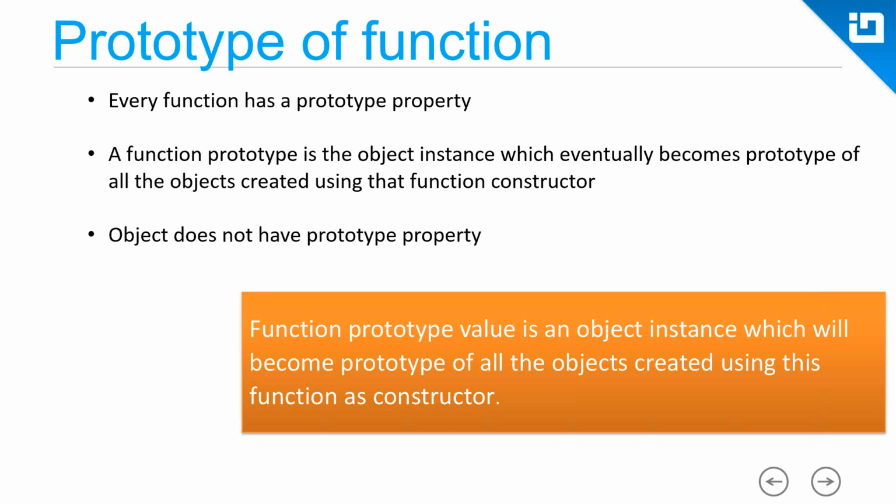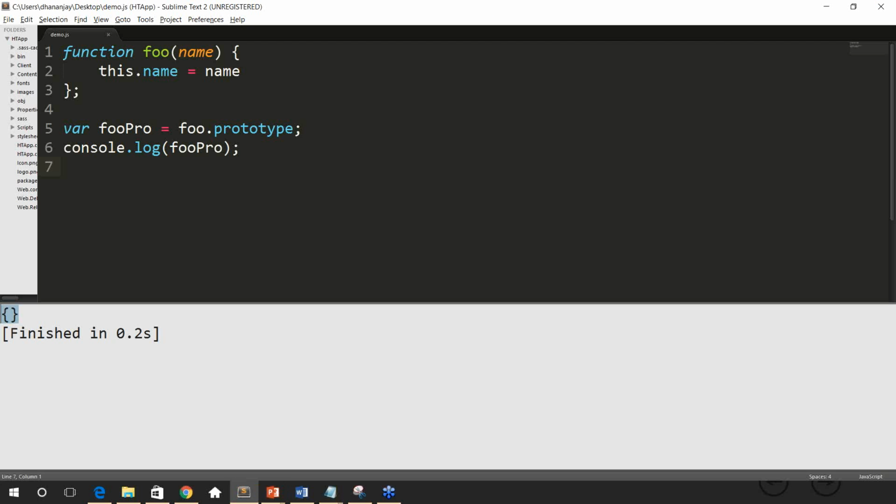Keep that in mind. In the previous step, we created objects using object literals that don't have a prototype property, whereas functions have a prototype property. The function's prototype value is an object instance which will become the prototype of all the objects created using this function as a constructor. Let me give you a demo on that, and then I'll come back to this slide again. Here I'm assigning foo.prototype to fooPro, and I'm getting an empty object. Whenever you create a function, a prototype value gets assigned to that function, and by default that is an empty object.